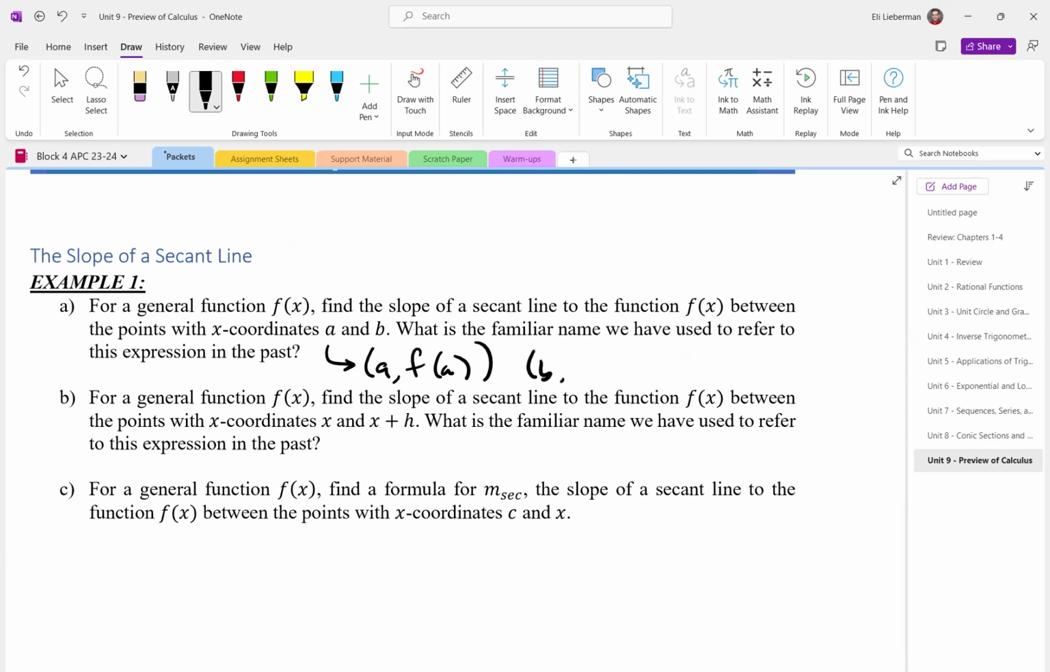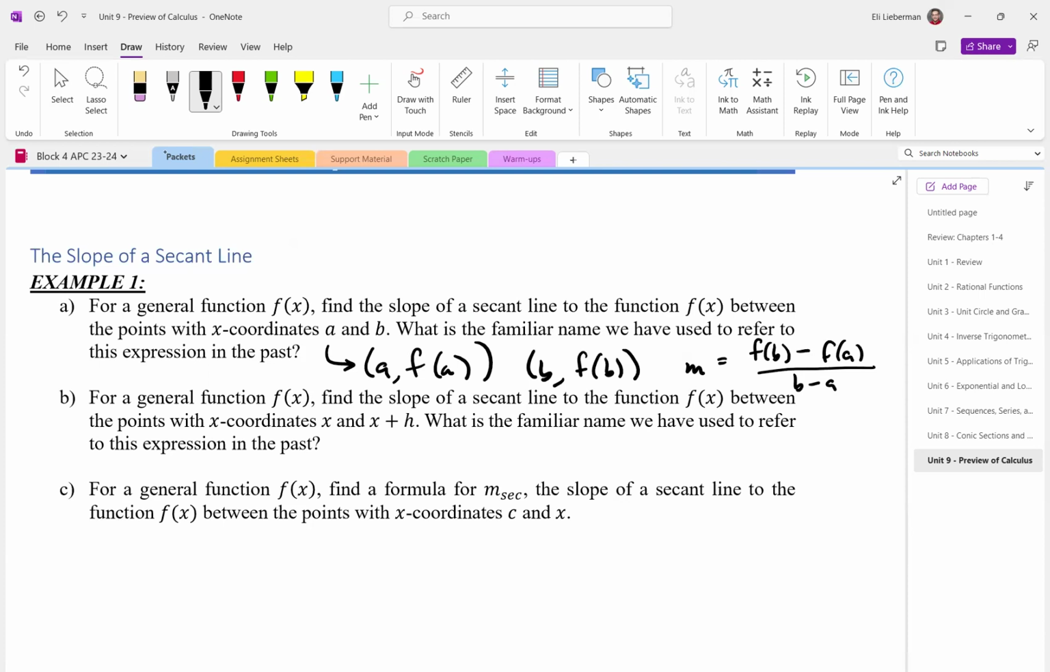And b, comma, f of b. We now have 2 points on this function. We could find the slope of the line going through there. Slope is equal to f of b minus f of a over b minus a. So what is a familiar name we've used to refer to this expression in the past? Slope. Slope of a secant line, slope of a line.